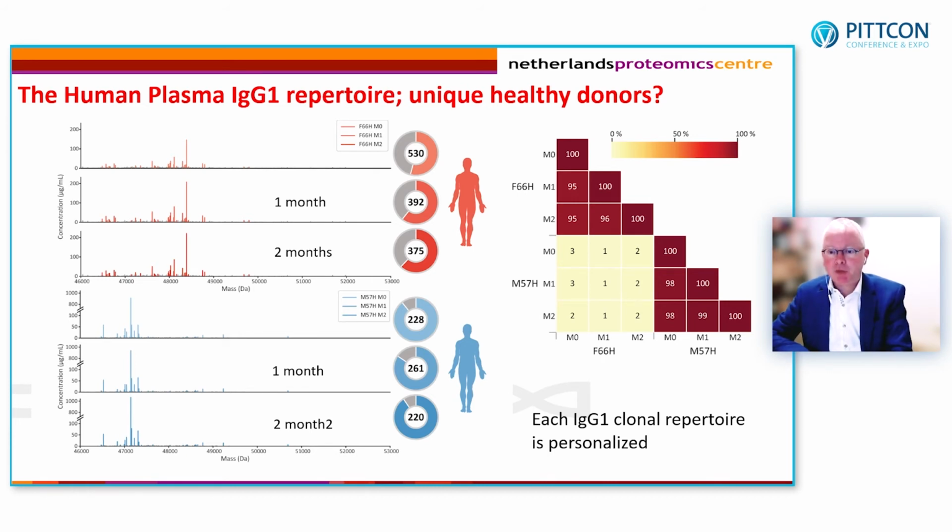Now we depict that here in this heat map, and you clearly see that there is close to zero overlap in the clonal repertoire of one person over another person. We can still get the unfortunate occasion that they have a clone with the same molecular weight and retention time, because our resolution is maybe not perfect yet. But we actually think there is a clonal overlap of 0 between two individuals. So the main big message over here is each person has a unique repertoire of antibodies, a unique repertoire of IgG molecules.